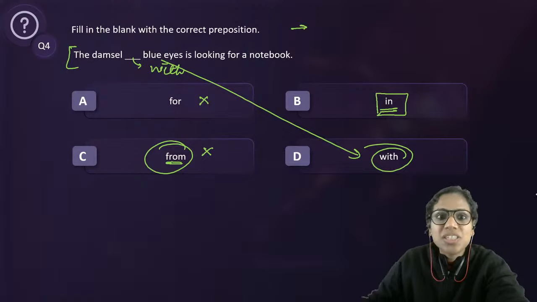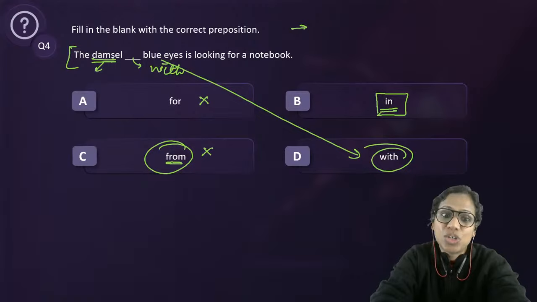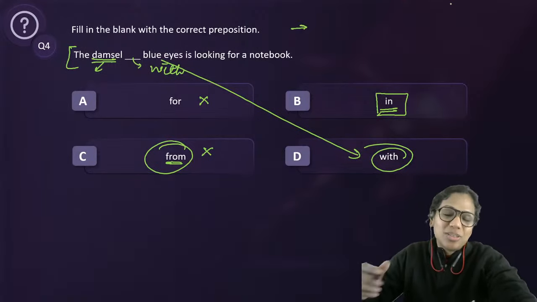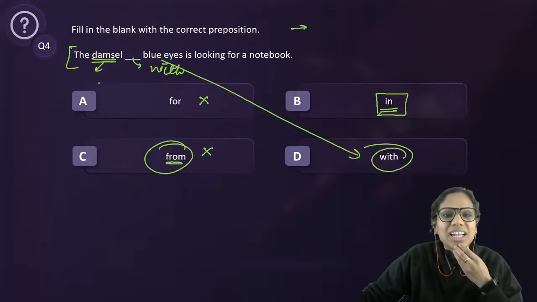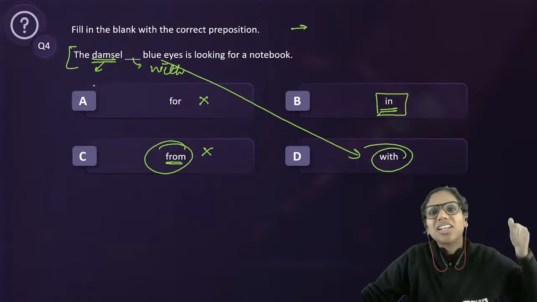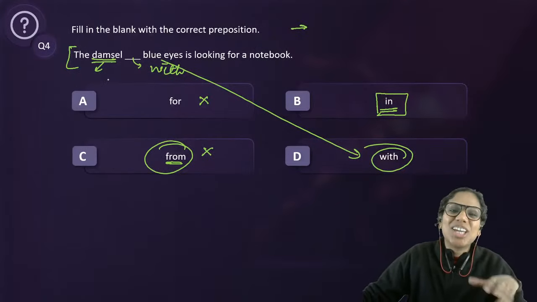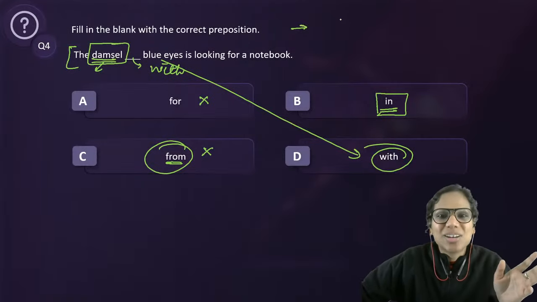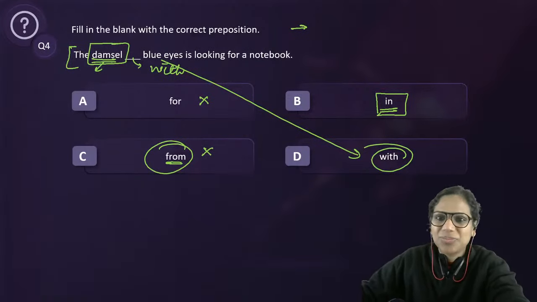Damsel is basically a beautiful woman, right? Damsel in distress. Some of you might have heard this phrase, very popular. A lot of novels used to have this plot: a young unmarried woman who is always in some sort of distress. Then a knight in shining armor would come and rescue her from that distress, and then they would fall in love. So this damsel in distress comes from there. A young, unmarried, beautiful woman is called a damsel.